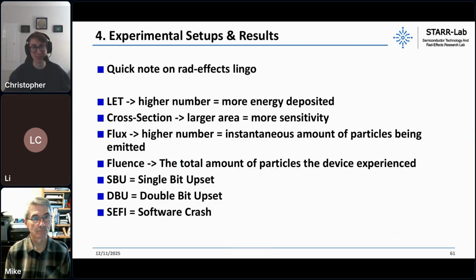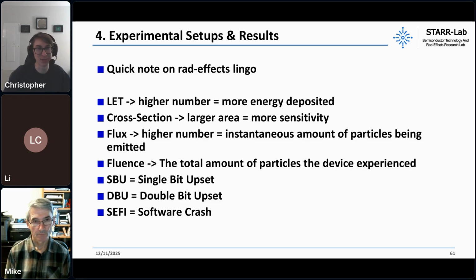I think before we take a look at the results, there's a whole lot of rad effects lingo that the industry understands when looking at plots and talking about this kind of data. Just a quick crash course. When I'm going through it, I'll try and explain any of these acronyms and numbers in a way that makes sense. Quick recap, LET, you may have seen this before in the presentation. This is really just talking about how much energy is deposited into the silicon by one of those ionizing particles. So higher number, more energy is deposited.